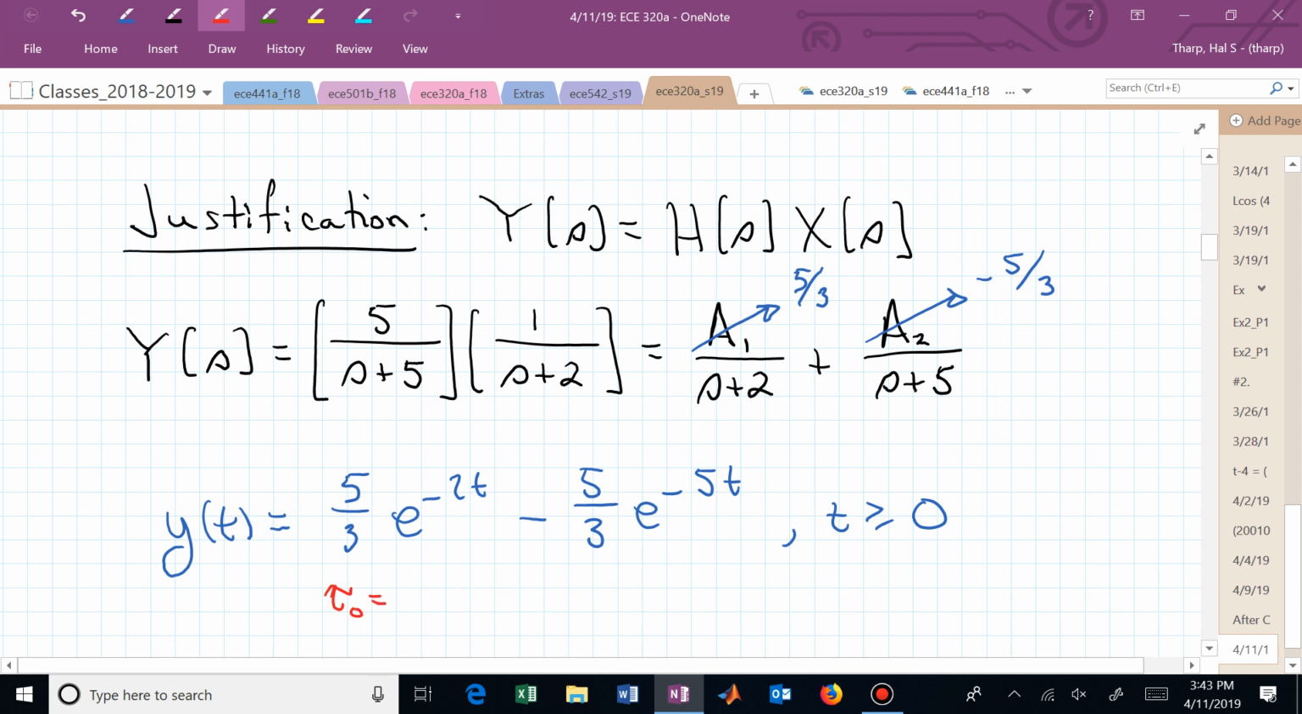What's the tau for e to the minus 2t? Or you simply say, 2 times what will give me 1? 1/2. So this is 1/2, and so we wait 5 of those. We wait 2.5 seconds before that one's gone.